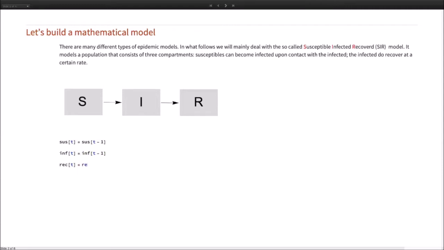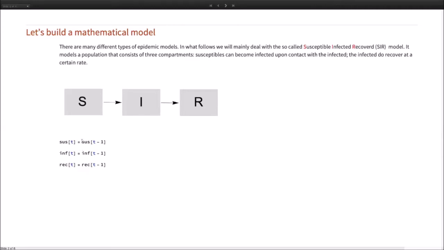So in this world, you can't actually get infected and you can't recover. Everybody stays as they are. You have to be in one of these groups, so they have to add up to 100%, so you have to be in either of these groups. And now we want to describe how you can actually go from one group to another one.